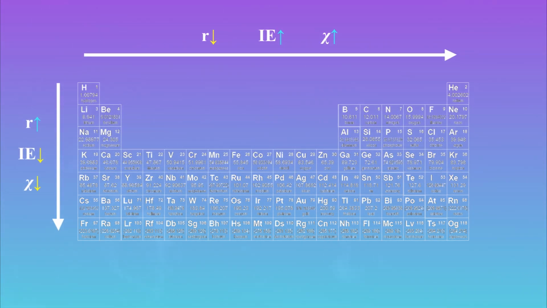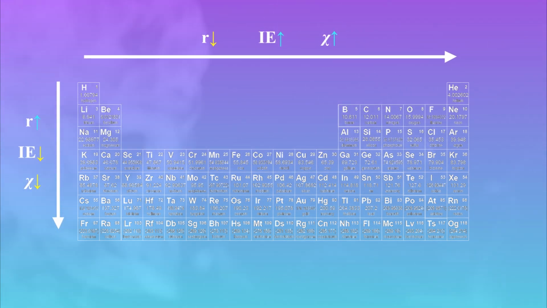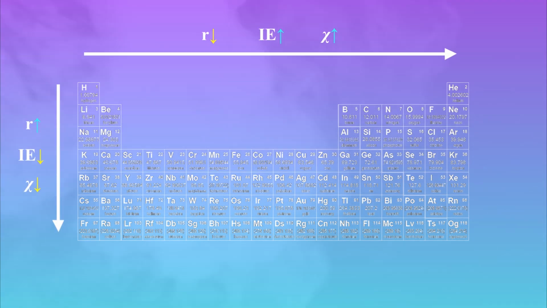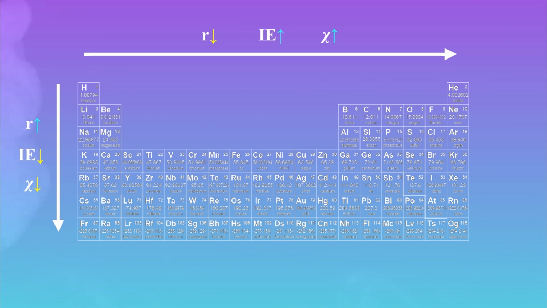Down a column, atoms get larger and ionization energy decreases because the principal quantum number n is increasing and the orbital energies rise. So it makes sense that as you move down the column, electrons are held less tightly and they'll be attracted less strongly. Electronegativity decreases down a column.